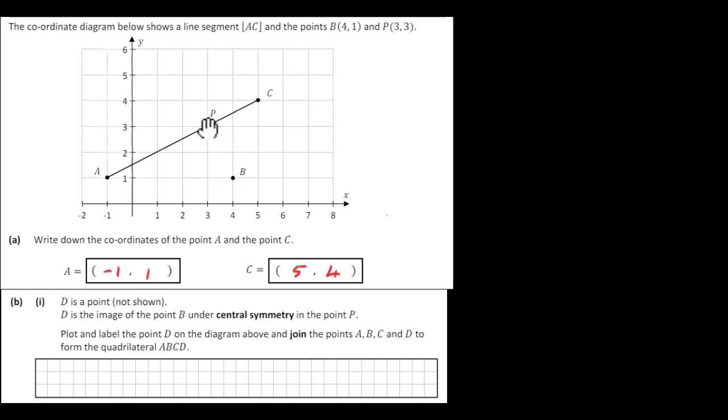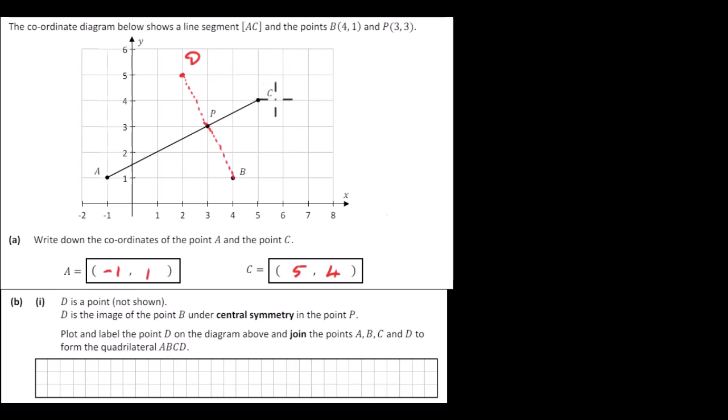Plot and label the point D on the diagram above and join the points A, B, C, D to form a quadrilateral ABCD. What you would do in the exam here is to get a ruler, join these two up here, measure that distance and go on the same distance again up along here, and you should end up here. So that's what you would need to do. So this is D here, and we can see D is (2, 5). So it says plot and label the point D, so we've done that.